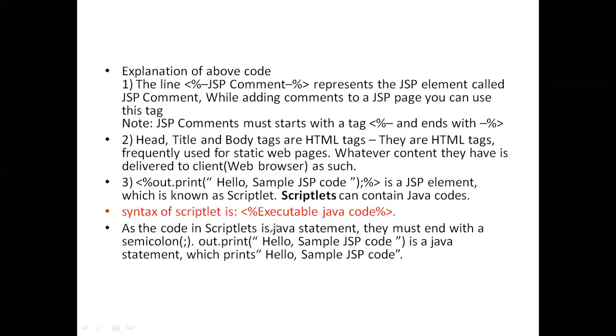A scriptlet is a Java statement that may end with a semicolon. For example, out.print hello sample JSP code. It is now Java code. And now that you have put it inside an HTML, the entire file is called a JSP file. So the general syntax is angle bracket open percentage followed by any kind of Java code. Same way, angle bracket percentage followed by your Java code. So this is a typical example of the scriptlets that you can basically use.